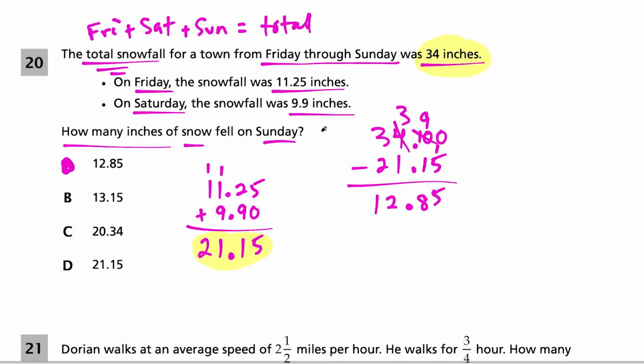Now, if you want to check your answer just to make sure you did this right, what we could do is add up these 3 totals just to make sure that we did the subtraction right. So we add up the 3 totals, and I'm just going to put place values here to match everything up.